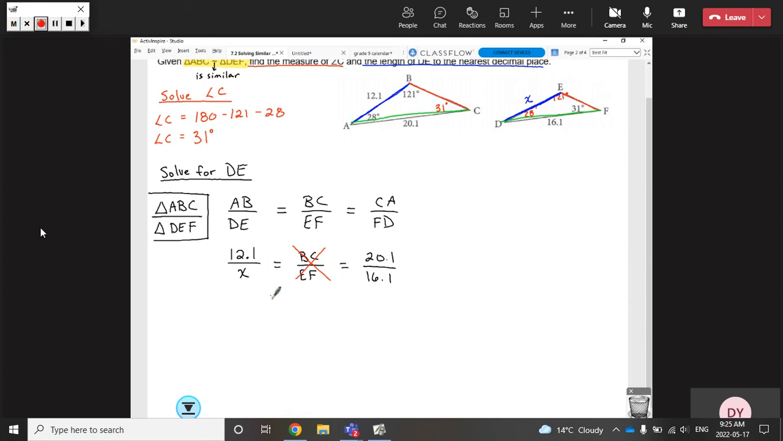So we're going to grab this first ratio here, the 12.1 over x, and we're going to set it equal to the 20.1 over 16.1. And when you look at this, you're like, yeah, I know what's going on here. However you want to do it, I think a majority of us said cross multiply, so we get 20.1x equals 16.1 times 12.1.